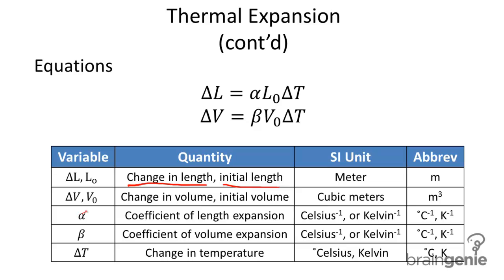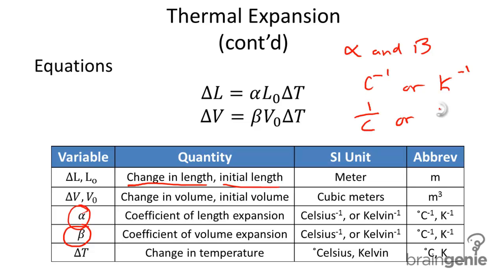The only two new variables here are alpha and beta. Alpha and beta are expressed in units of C to the negative 1 or K to the negative 1, which is simply 1 over C or 1 over K.